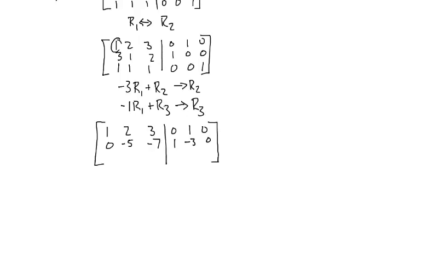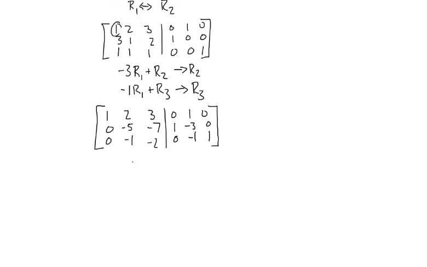And now we have row 3 minus row 1. So 1 minus 1 is 0. 1 minus 2 is negative 1. 1 minus 3 is negative 2. 0 minus 0 gives us 0. 0 minus 1 gives us negative 1. And 1 minus 0 is 1.